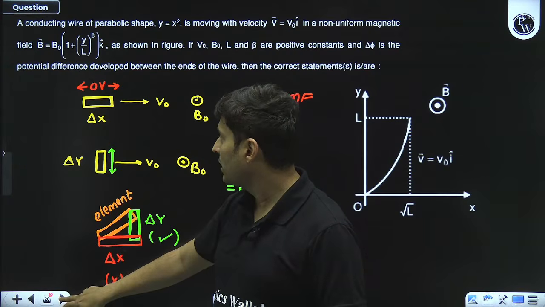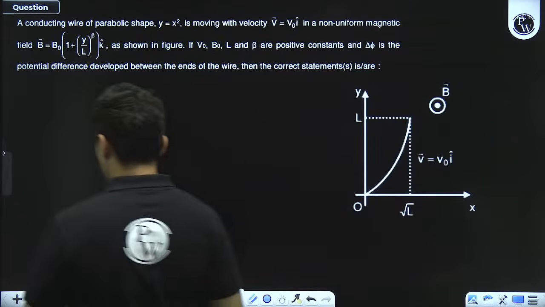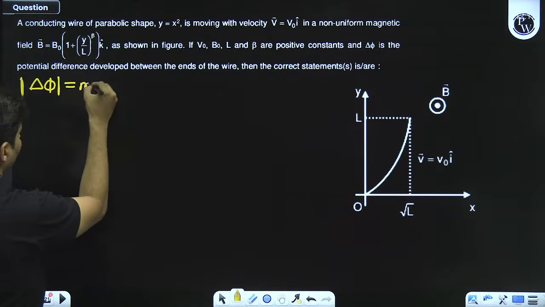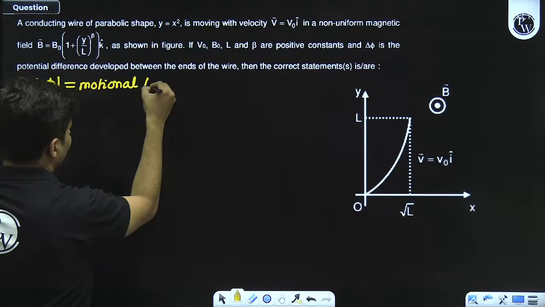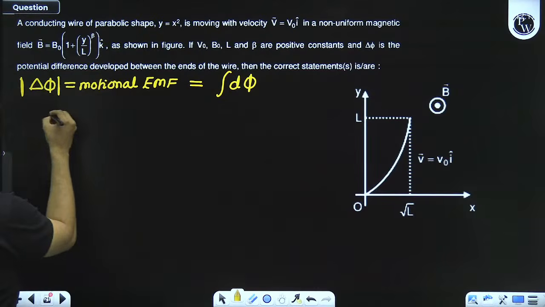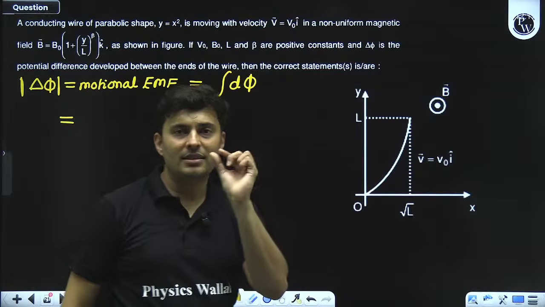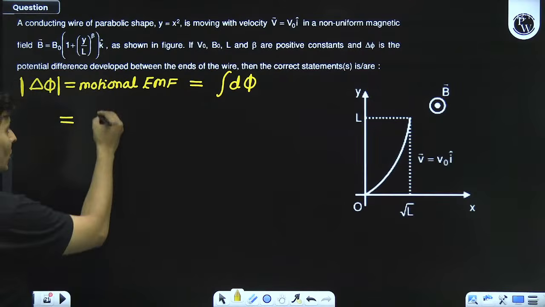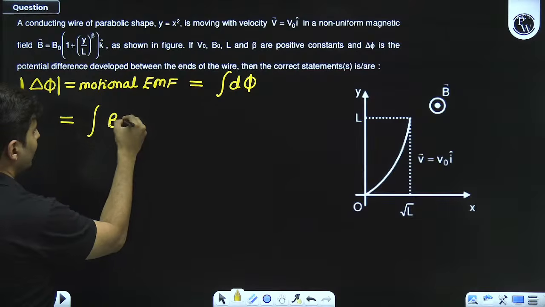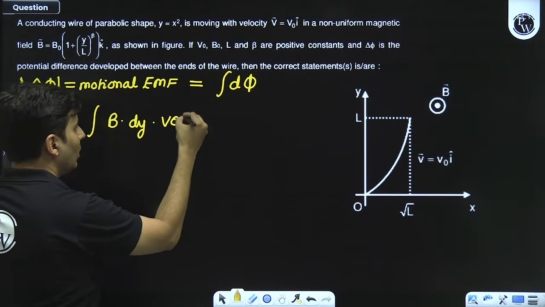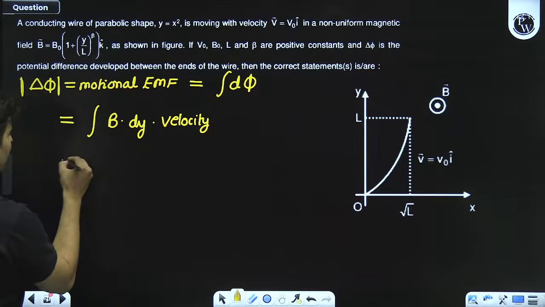So for that, here is the logic. Observe carefully. In order to find the magnitude of delta phi, which is nothing but the motional EMF, it will be the integral of d phi. This d phi is the small EMF generated in any small element, and in any small element only the y coordinates will matter. So it will be the integral of magnetic field into the length, which is just dy, only the y components of the conductor matter, into the velocity. That's it. So let's do the integration.